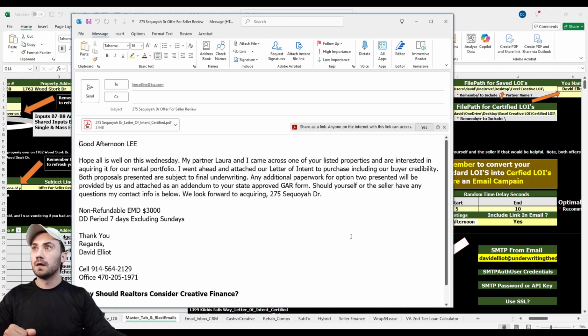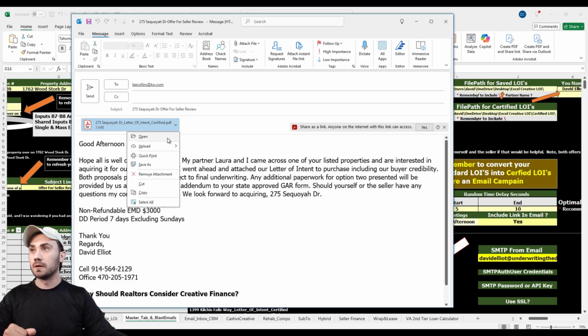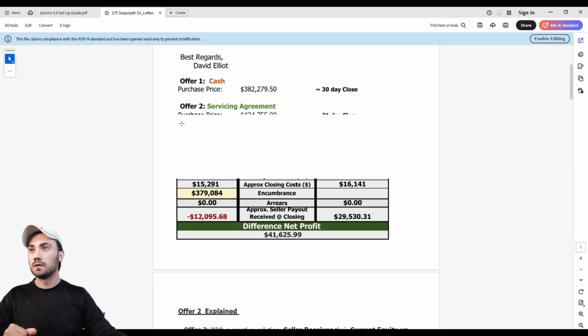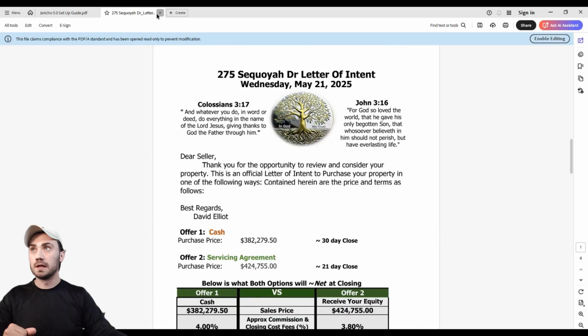I don't think there's anything in here that I would want to change. I've got my certified LOI already attached automatically, which is fantastic. So everything looks good on my end. I think we're ready to go with the email blast.